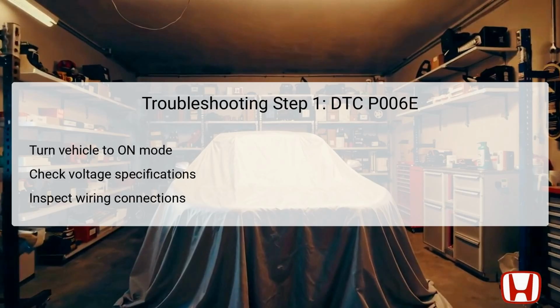If the supply voltage to the turbocharger wastegate control actuator is below the required level, this confirms that an issue exists. Next, inspect the wiring connections in the circuit for any signs of damage, disconnection, or corrosion that could cause voltage drops. Attention to detail in this initial step lays the groundwork for resolving any further complications.